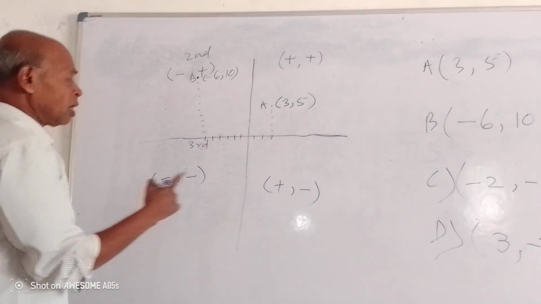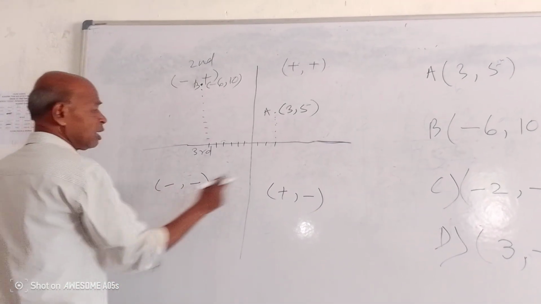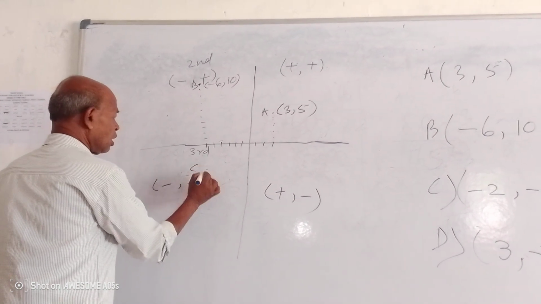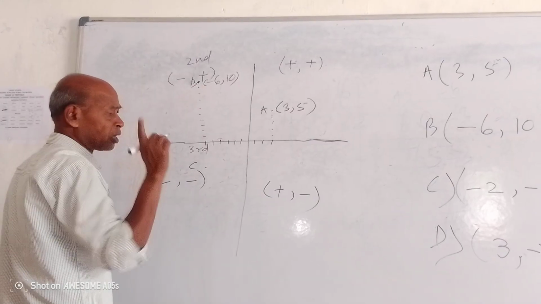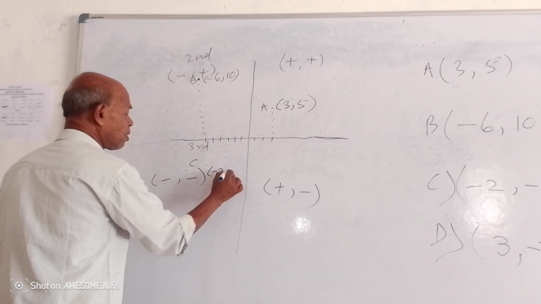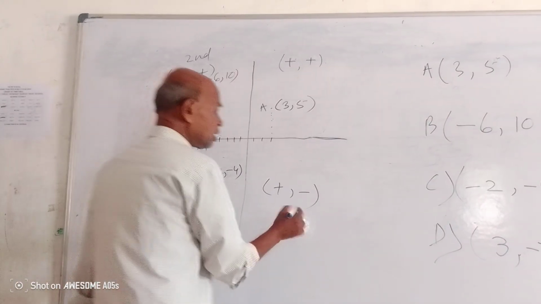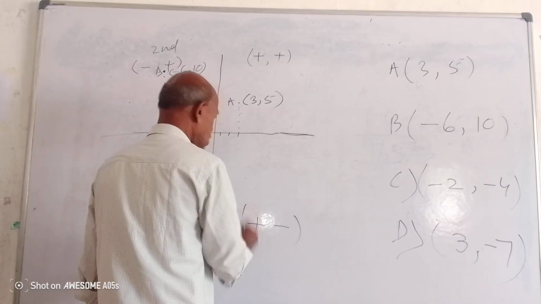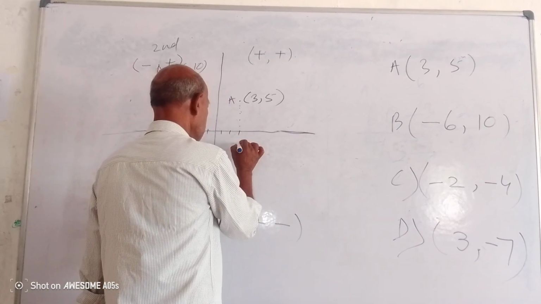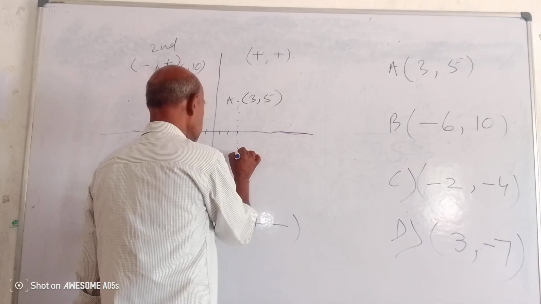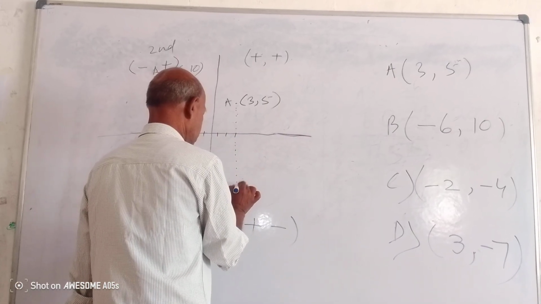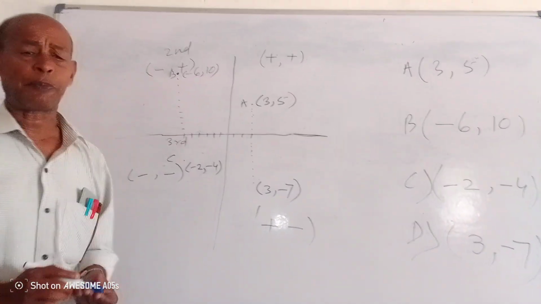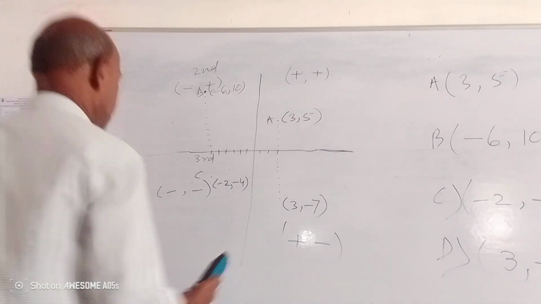Now your point C, (-2, -4). Both are negative here, so here you will get the point C. I am plotting roughly, and its point will be (-2, -4). Similarly here (3, -7): 1, 2, 3, then 1, 2, 3, 4, 5, 6, 7. So this will be your (3, -7). In this way you can plot the points in a coordinate plane. Okay?